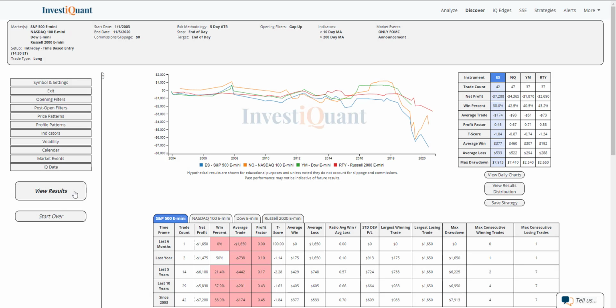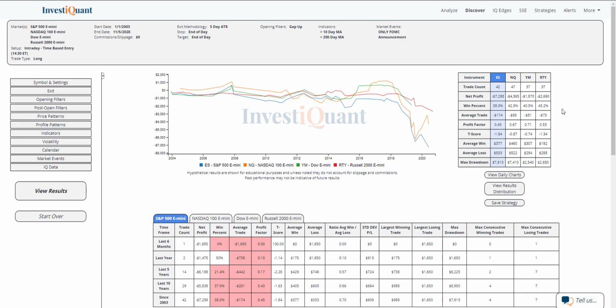And here we go. So these are the results of going long at 2:30 p.m. Eastern time when you gap up on FOMC announcement day in a bullish environment. Historically, we've got 42 samples in the S&P, 47 in the NASDAQ, 37 in the Dow, 37 in the Russell. And if we look at the win rates on these, they're all pretty similar.